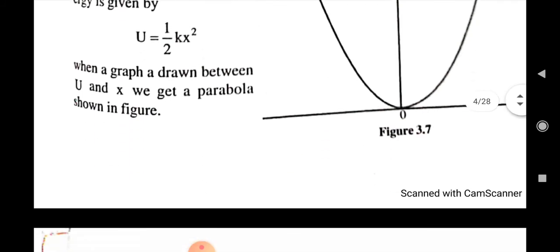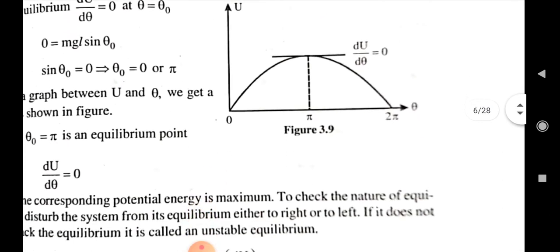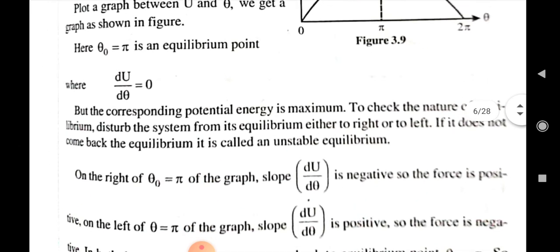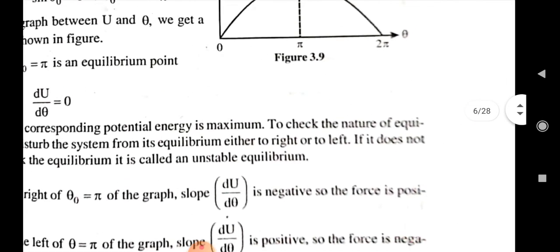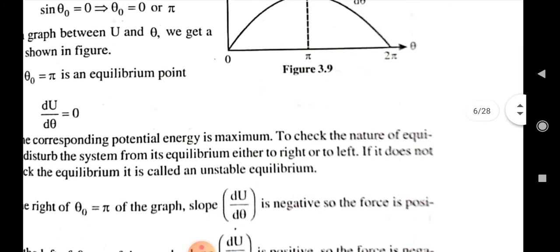Instead, when we draw a graph like this, what will be the effect? Here also at the top point, du by d theta, here the variable is theta, that's why we take it as du by d theta, du by d theta is equal to 0. But on the right hand side, what will be the effect? On the right hand side, the slope du by d theta of the graph is negative.